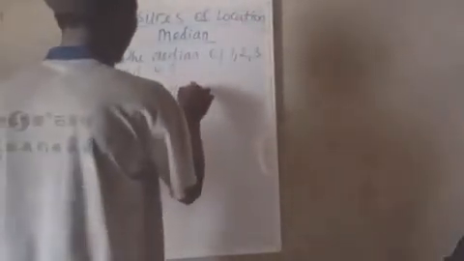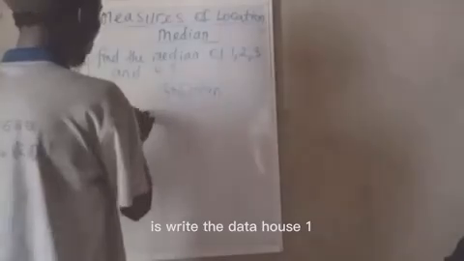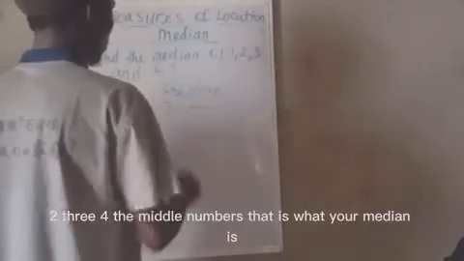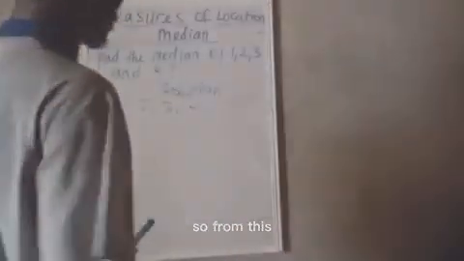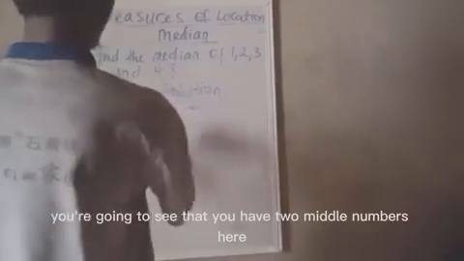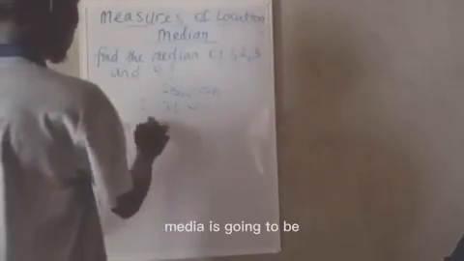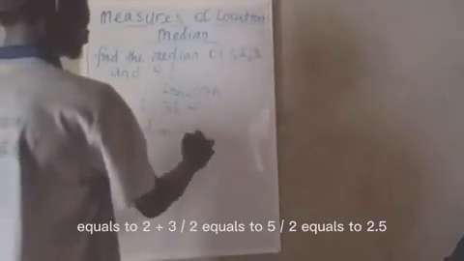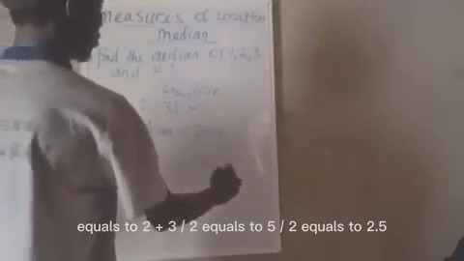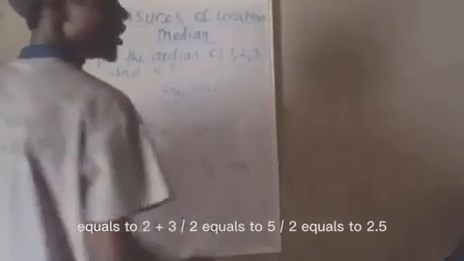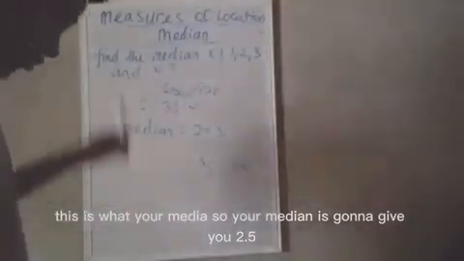Solution: write the data out, 1, 2, 3, 4. The middle numbers, that is what your median is. From this, you are going to see that you have two middle numbers here, which are this and this. So your median is going to be equal to 2 plus 3 divided by 2, which is 5 divided by 2, which equals 2.5. This is what your median is. So your median is going to give you 2.5.